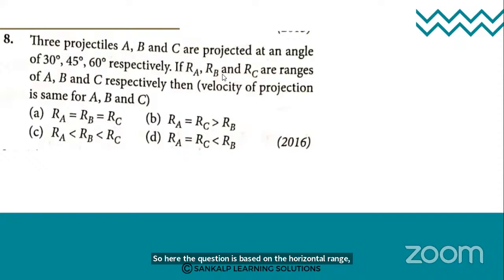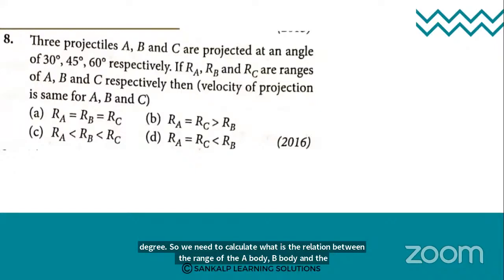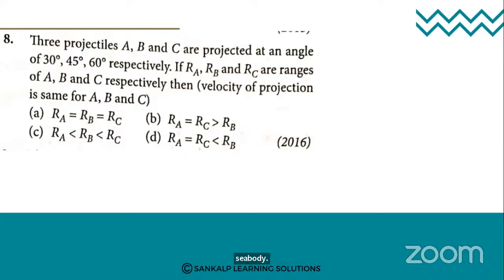So RA, RB, RC are the ranges for the body A, B, and C. So the angle is given as 30 degree, 45 degree, 60 degree. So now we need to calculate what is the relation between the range of the A body, B body, and the C body. So angle they have specified, very simple question. So this is also many times they will ask it.